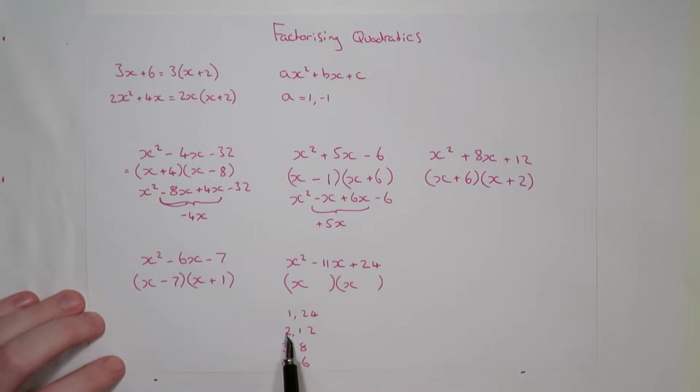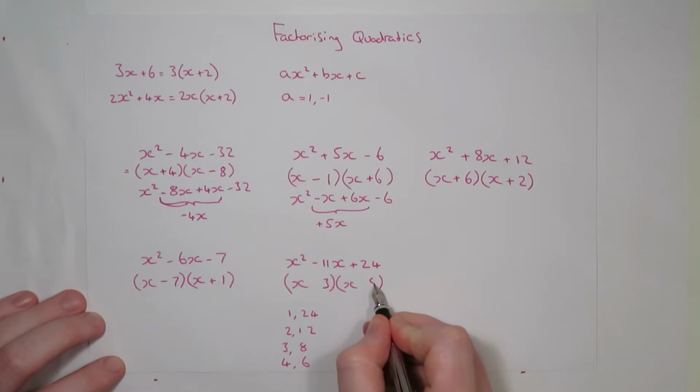2 and 12, exact same thing, you can't get 11 there. 12 minus 2 is 10, 12 plus 2 is 14, you're not getting 11. 3 and 8 works though. 3 plus 8 is 11, so 3 and 8 work just fine.